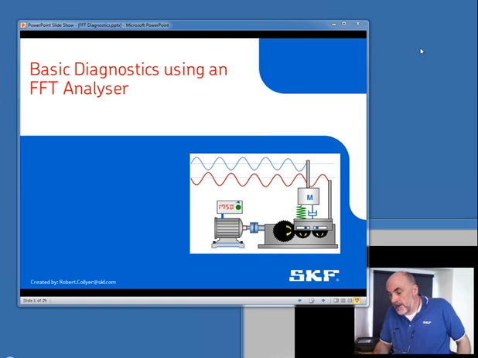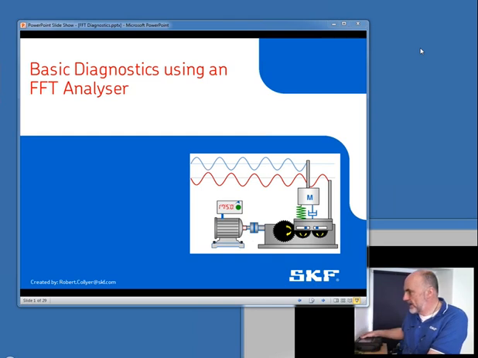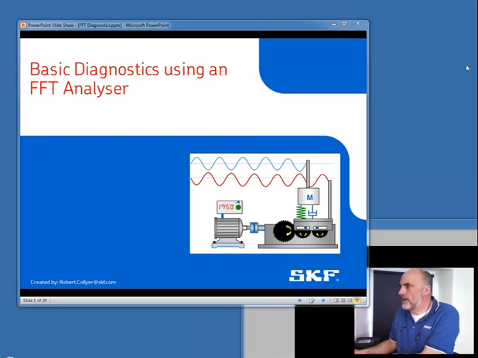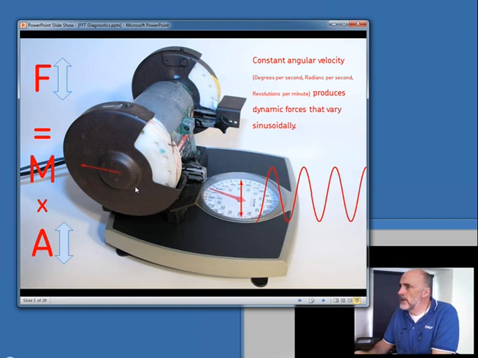This session will take about an hour, and it's going to be on basic diagnostics using an FFT analyzer. It's not restricted to SKF and FFT analyzers. This session is what we would call portable, as in the knowledge that you're going to gain could be used with any FFT analyzer. It's possibly prudent to do a little bit of a revision, a recap of where we should be.